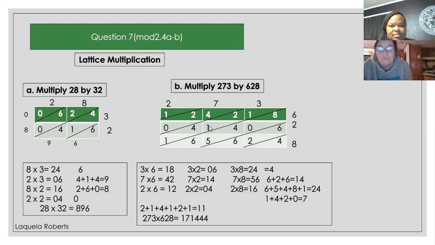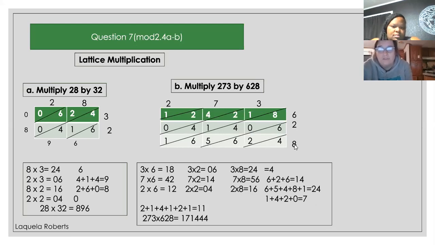7 times 2 is 14. Put 1 up top and 4 on the bottom. And then 2 times 2 is 4. Remember your 0 again. Put your 4 on the bottom. We're going to go down to our last row. 4 times 3 is 24. Put your 2 down here and your 4 on the bottom. And you do 8 times 7 is 56. Put your 5 up here and your 6 on the bottom.